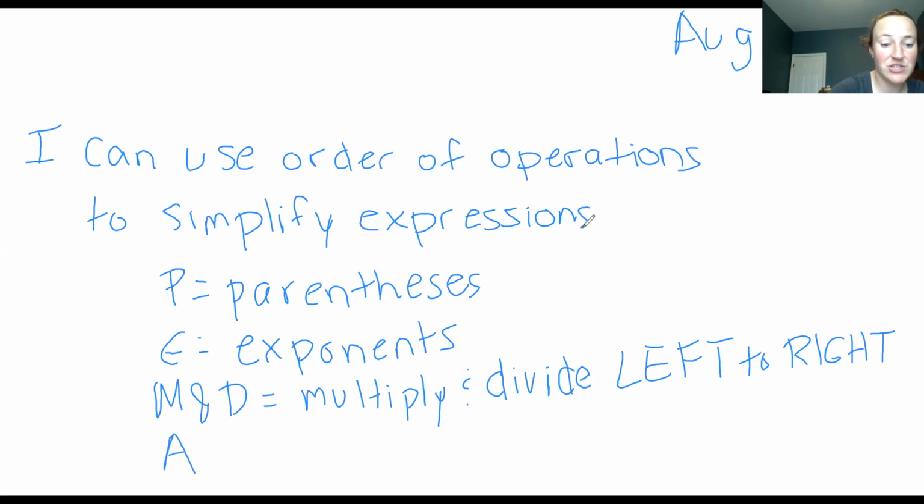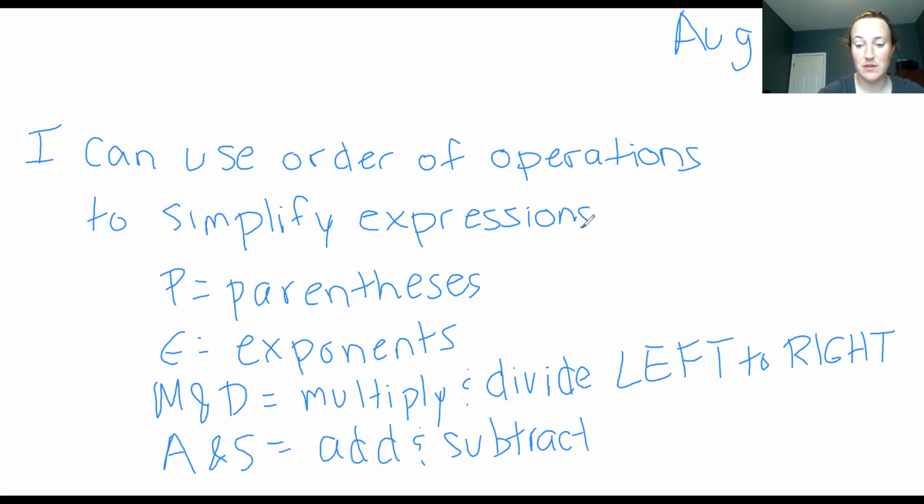Last, we have addition and subtraction. And again, I'm going to actually write these on the same line. Because if we have addition and subtraction, so make sure you're writing this down, please. If we have both of those in a problem, then again, we are going to simplify from left to right. There's a reminder of what PEMDAS means.